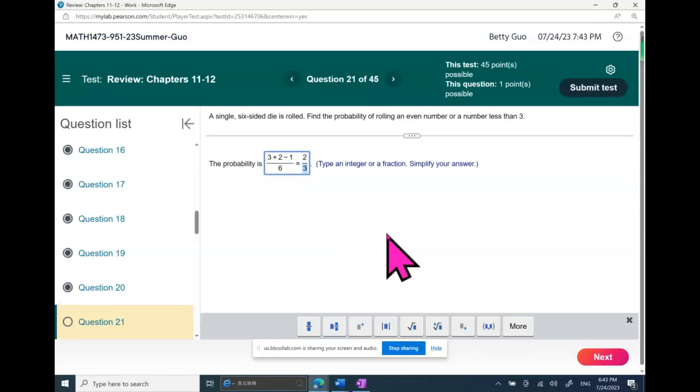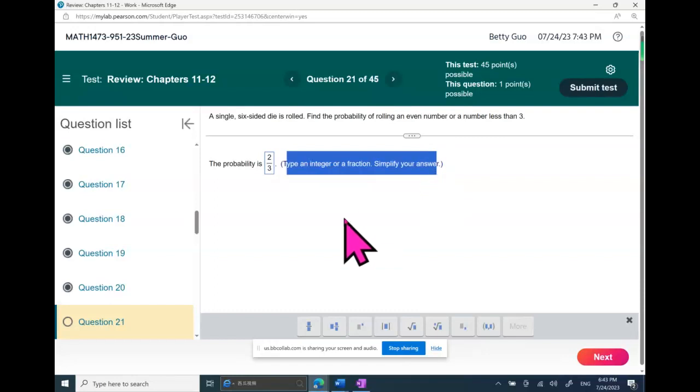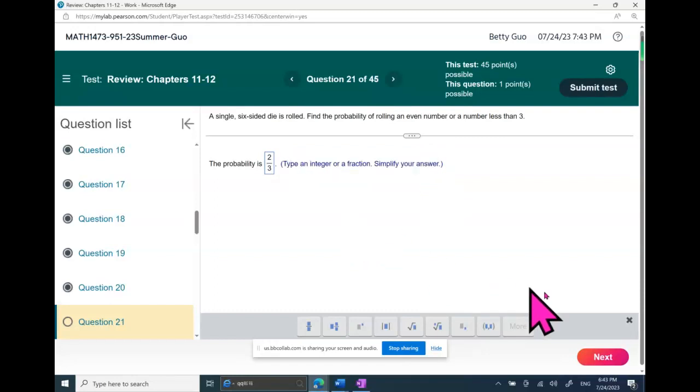Okay, let me double check. 4/6, 2/3. Yeah. Don't forget, please erase that. Read the information in the parentheses. Type an integer with a fraction. Simplify your answer.